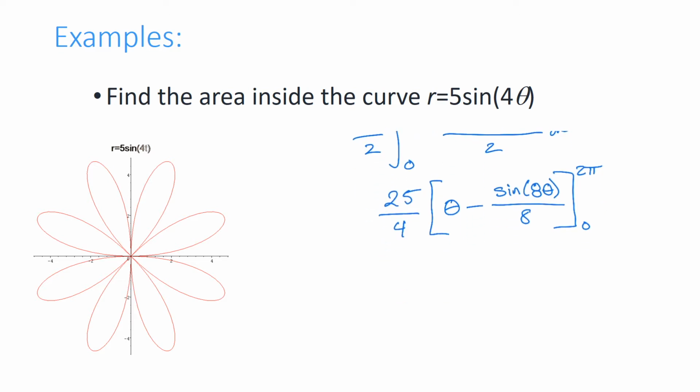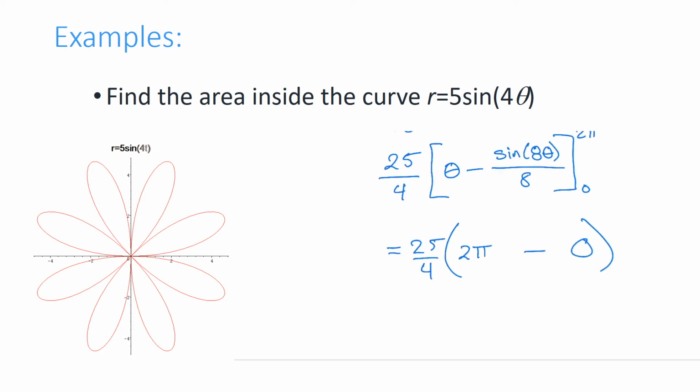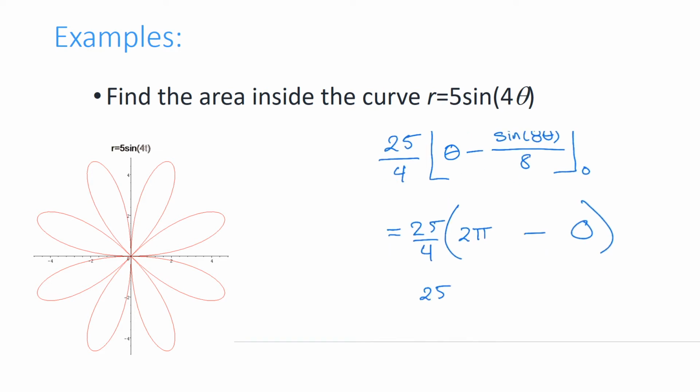Here again, this one's pretty easy because the sine of 16 pi is 0, and the sine of 0 is 0. So this is going to equal 25 fourths times 2 pi minus the lower limit, which ends up being 0. So the final answer here is 25 halves pi as my area. Okay, excellent.